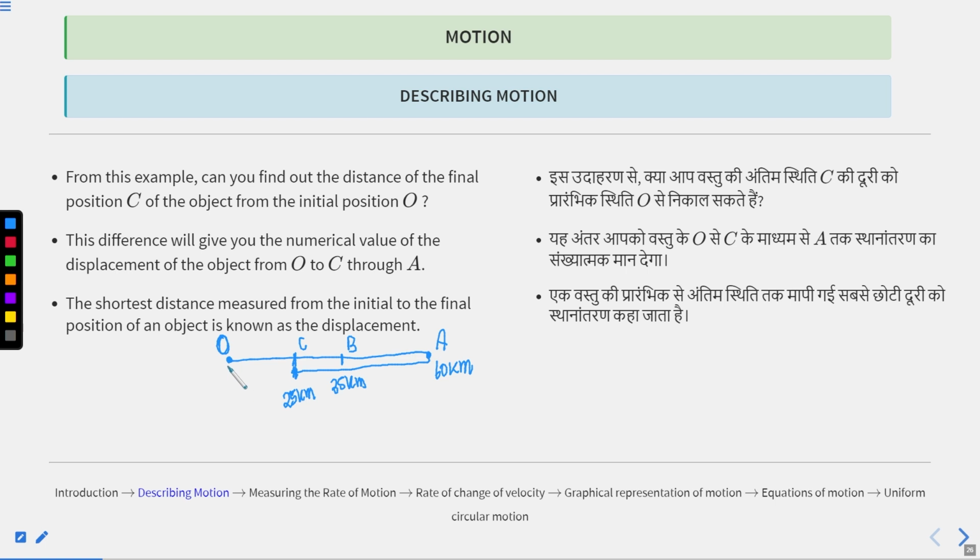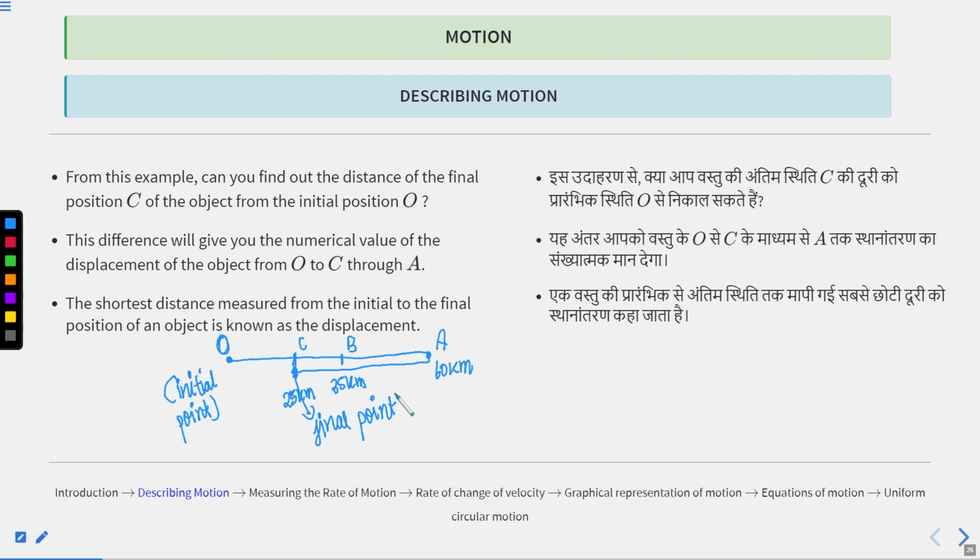So O is your initial point. The point from which you begin in physics language is called the initial point. And you ended up reaching C point. So C is your final point. What is C? C is the final point. So you begin from O, so O is your initial point. You ended on C, so C is the final point.